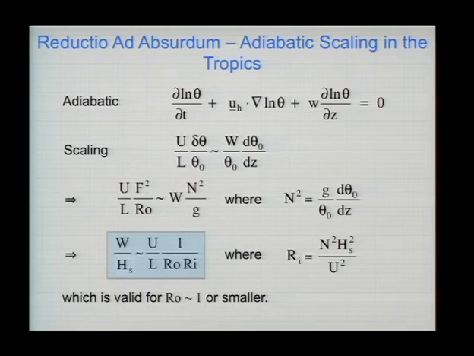It says that the vertical velocity divided by the height, W divided by H, goes like U divided by L, times 1 over the Rossby number, and here's another non-dimensional number, the Richardson number. N squared H squared over U squared is called the Richardson number. We don't need it much in today's subject. That's just what it is.